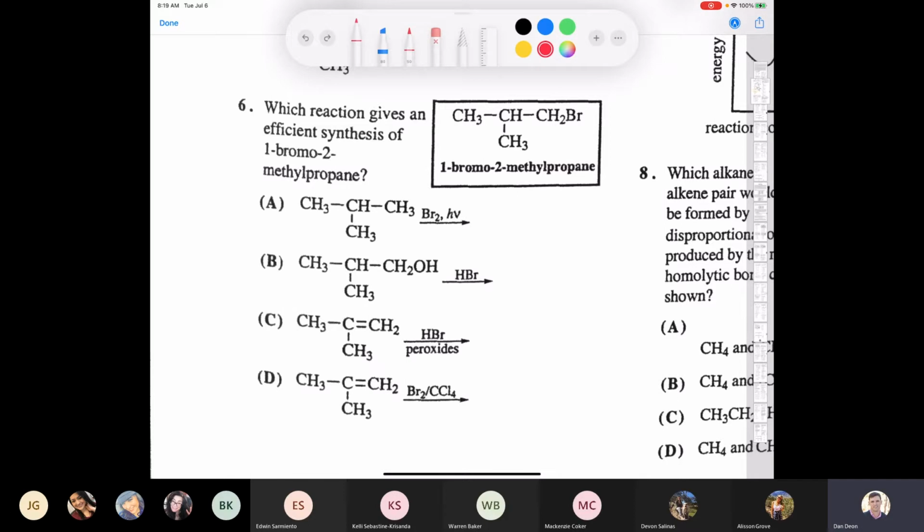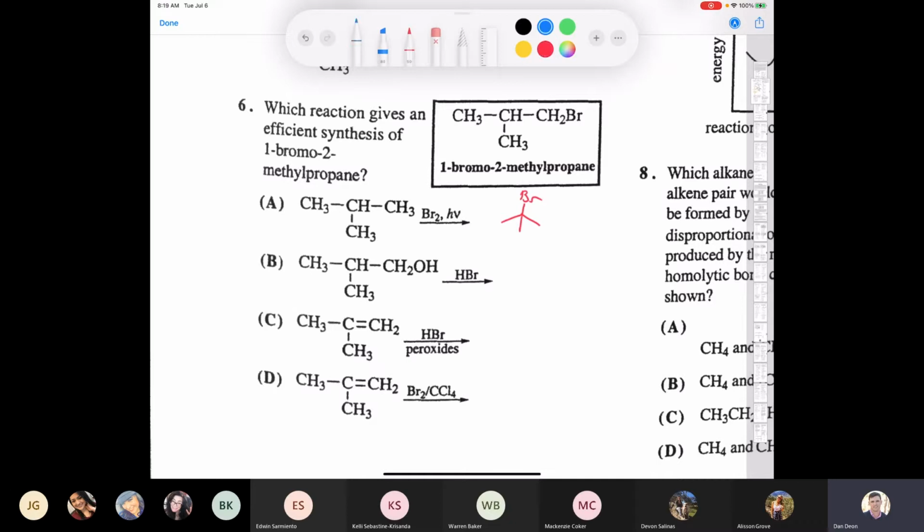So if we were to do A, A is just a free radical bromination, right? And remember, that's going to be regioselective for the most substituted carbon. So in this case, you'd end up with this molecule, and you'd end up with the bromine here. So that's not going to be it.